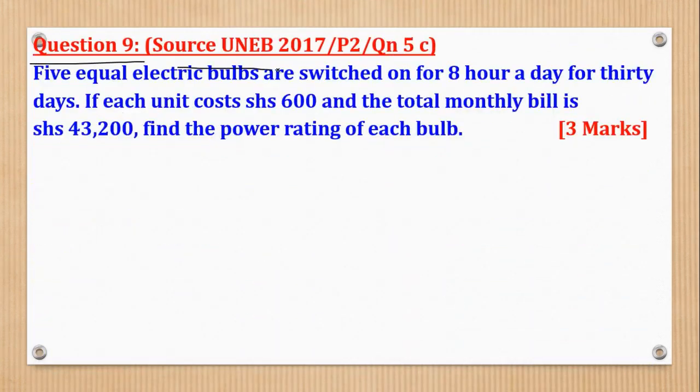Then question 9 came from UNEB 2017 paper 2 question 5C, and it says 5 equal electric bulbs are switched on for 8 hours a day for 30 days. If each unit costs shillings 600 and the total monthly bill is shillings 43,200, find the power rating of each bulb.